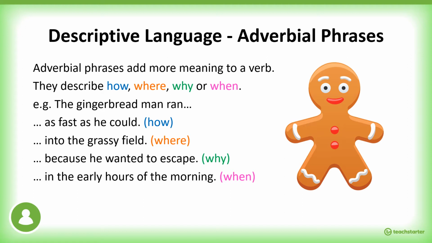And there's a little example here of the gingerbread man. So it says the gingerbread man ran. So if we look at how he ran, it says as fast as he could. And that's the adverbial phrase. If we look at where, you could say the gingerbread man ran into the grassy field. Why? The gingerbread man ran because he wanted to escape. When? The gingerbread man ran in the early hours of the morning.